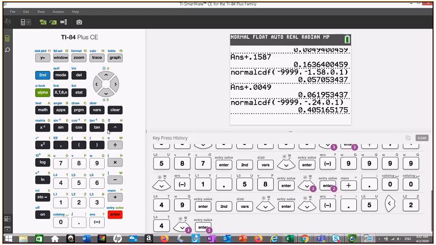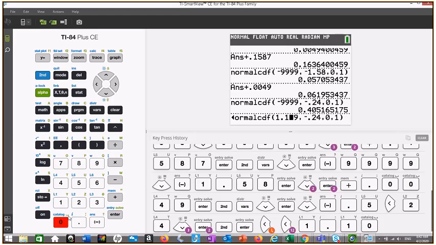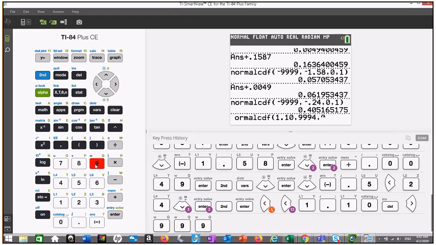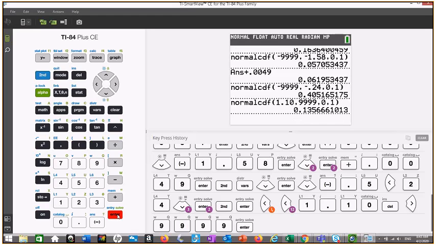And if you want to, you can just hit second enter and just change the numbers. 1.10, delete, 9999, and enter. 0.1357. So the green is 0.1357.